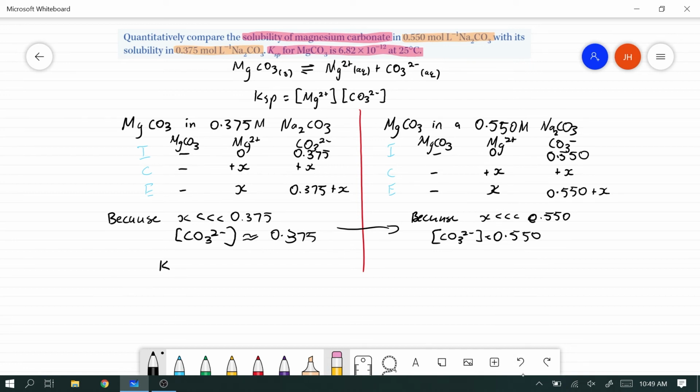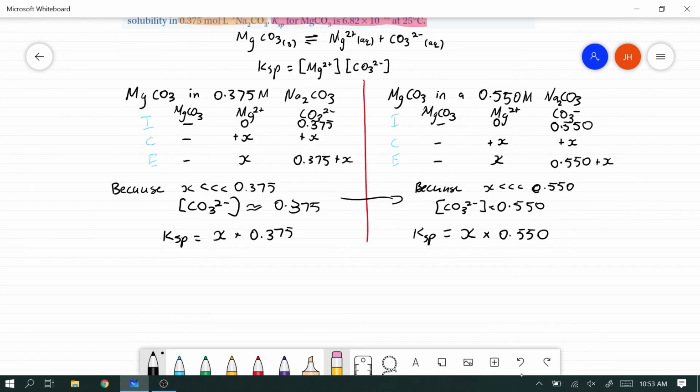So we know that the KSP is going to be equal to the concentration of magnesium, that's this one here, which is X, times the concentration of our carbonate, which we know we don't have to include X for anymore. So that's 0.375 for solution number 1. And then for section number 2 that's over here, very similar equation is going to be written up as well, just using a different concentration of carbonate. So rearranging those equations, we should be able to solve for X.